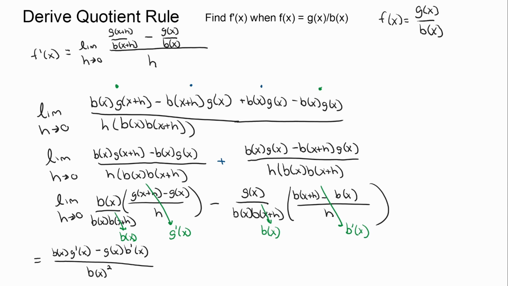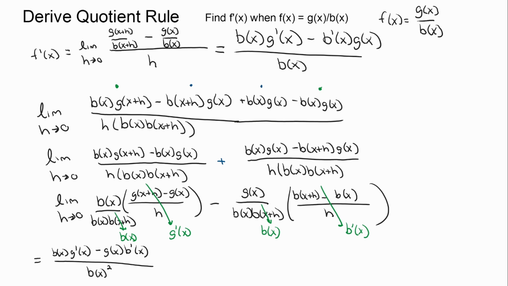So this is the limit definition of the derivative, where f prime of x, whenever we have the ratio of two different functions of x, is going to be our lower function multiplied by the derivative of our numerator function, minus the derivative of our denominator function times g of x, all divided by our denominator function squared. So that's how you derive the quotient rule using the limit definition of a derivative.